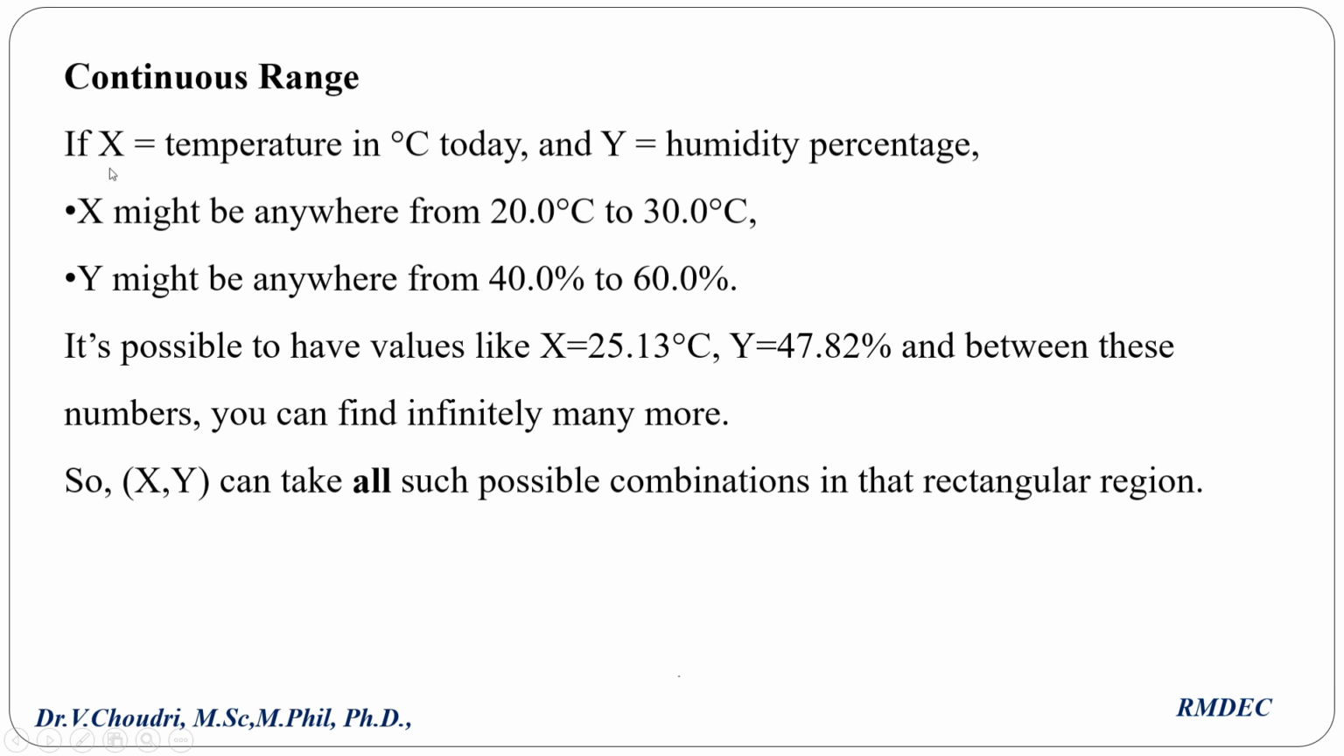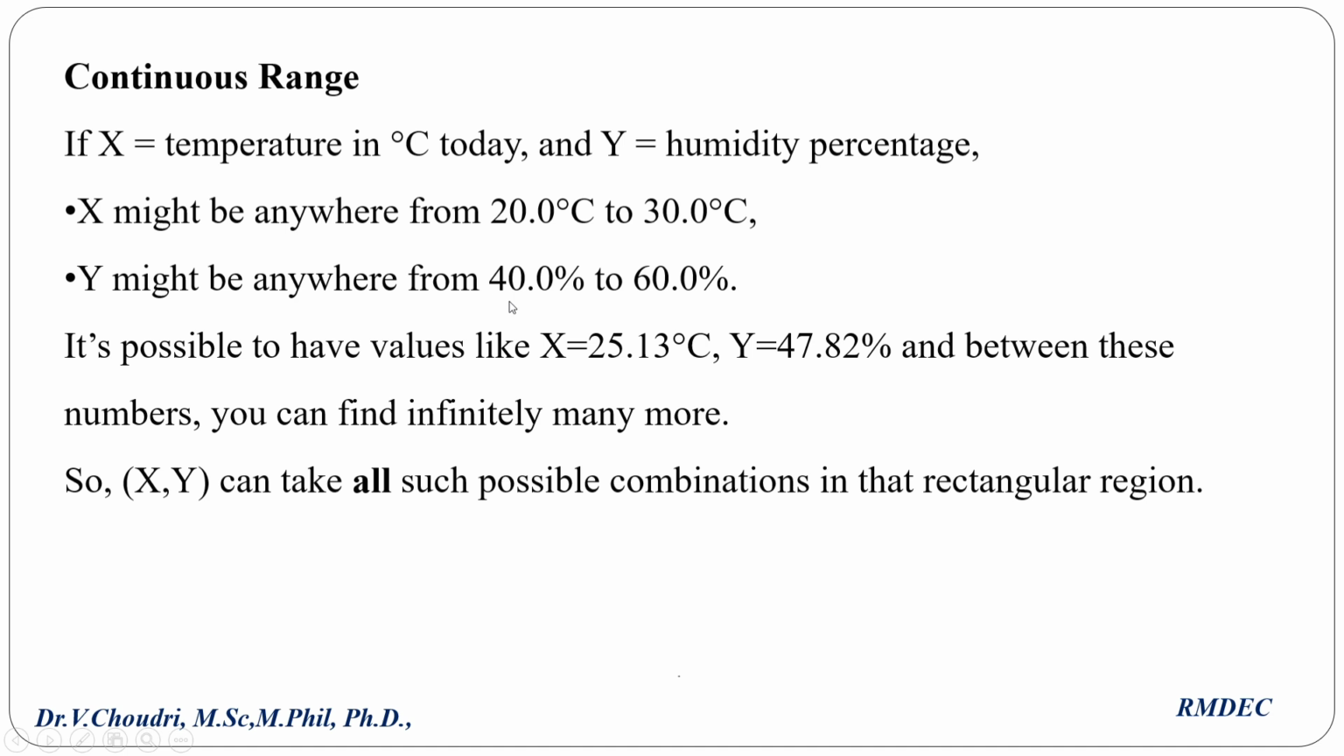We define x equal to the temperature in degrees Celsius today and y equal to the humidity percentage. The possible values of x might be anywhere from 20 degrees Celsius to 30 degrees Celsius. But right now the situation has changed, minimum 30, maximum 42 also. So that is just one example. The humidity percentage is 40 percent to 60 percent. Now can we guess exactly 20 degrees Celsius or 25 degrees Celsius or 30 degrees Celsius?